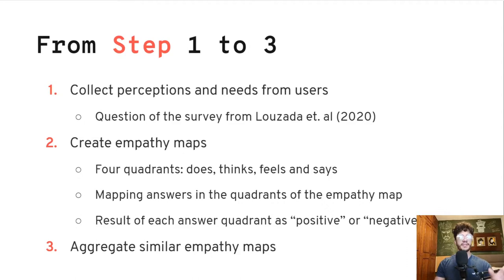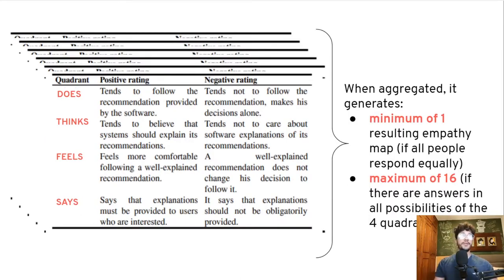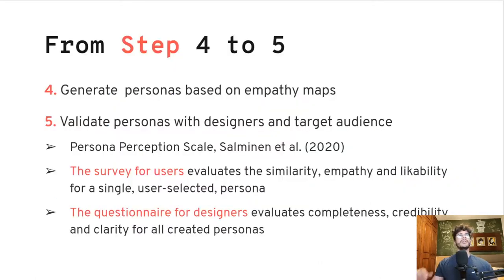Thus, at the end of the second step, for each user, there will be 4 dimensions and each of them has a value defined as positive or negative. The third step is the aggregation. Here, we aggregate the empathy maps while the quadrant values are very similar or equal. At the end of the third step, there will be at least 1 empathy map in case everyone responded equally, or at most 16 empathy maps in case there were answers in all possibilities in the 4 quadrants of the empathy map. Moving on to the 4th step, after aggregating, we generate personas based on the empathy maps.